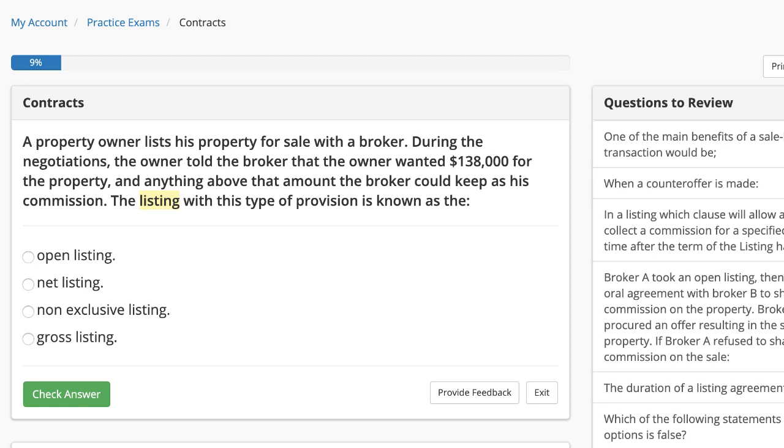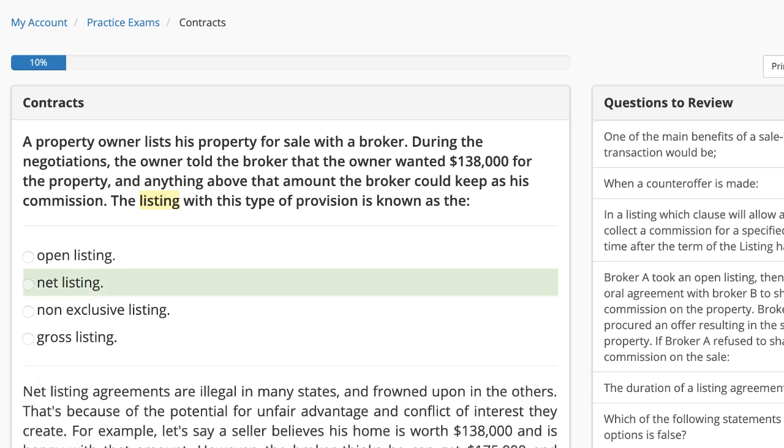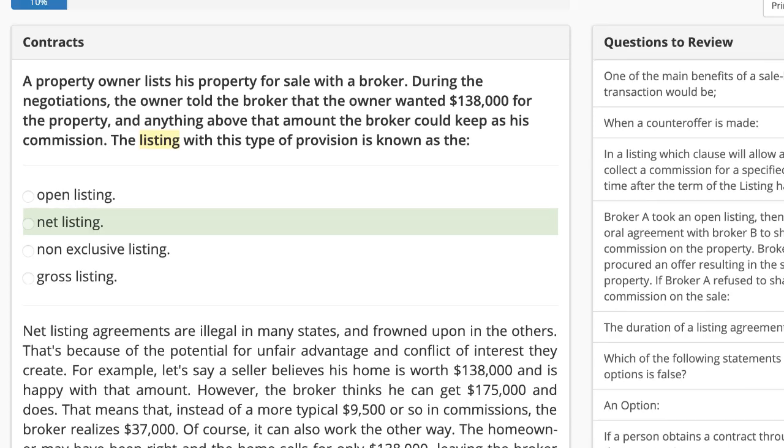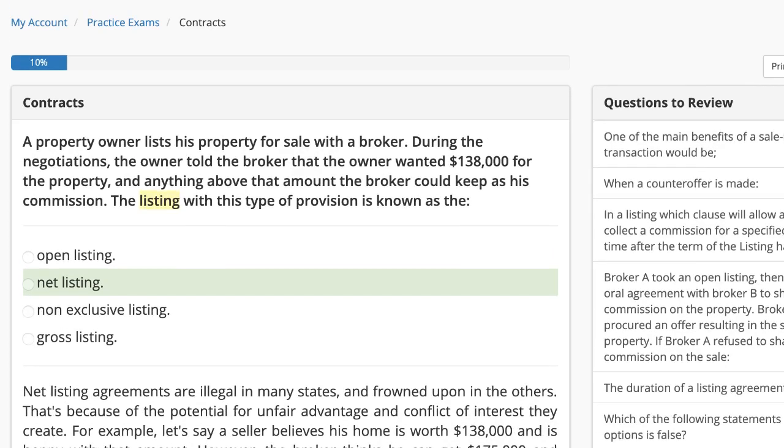A property owner lists his property for sale with a broker. During the negotiations, the owner told the broker that the owner wanted $138,000 for the property. And anything above the amount the broker could keep as his commission. This listing provision would be known as, the answer is B, net listing. And you guys see in the explanation, the first thing we write, net listing agreements are illegal in many states and frowned upon in others. And then it continues to talk about what it is. Okay, but we still need to know what it is.